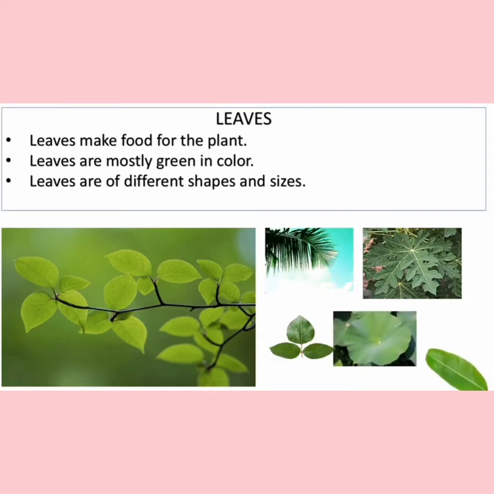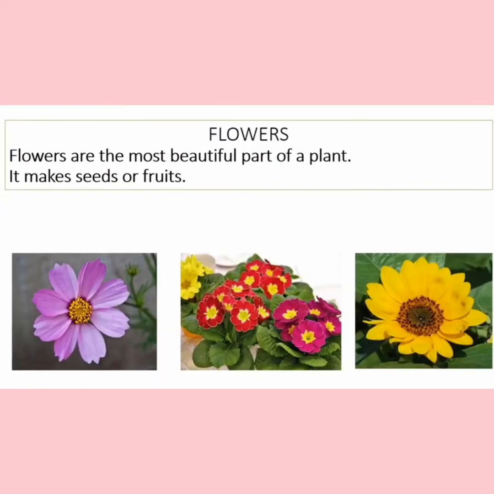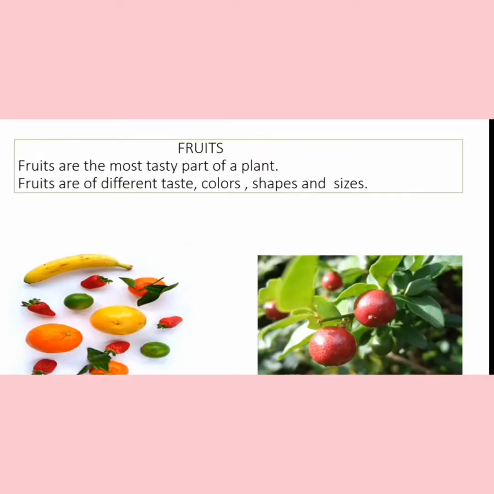Leaves make food for the plants. Leaves are mostly green in color. Leaves are of different shapes and sizes. Flowers are the most beautiful part of a plant. It makes seeds or fruits. Fruits are the most tasty part of a plant. Fruits are of different tastes, colors, shapes and sizes.